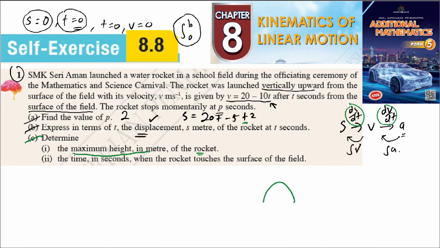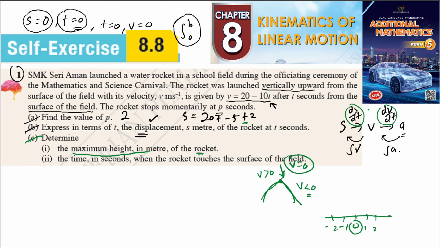V is the gradient. When it's going up, V is larger than 0. When going down, V is smaller than 0. When we talk about gradient, going up is positive, going down is negative. So at the peak, which is the maximum point, V is equal to 0. Before you come from larger than 0 to smaller than 0, you must pass through 0 first, just like going from negative to positive, you must pass 0.